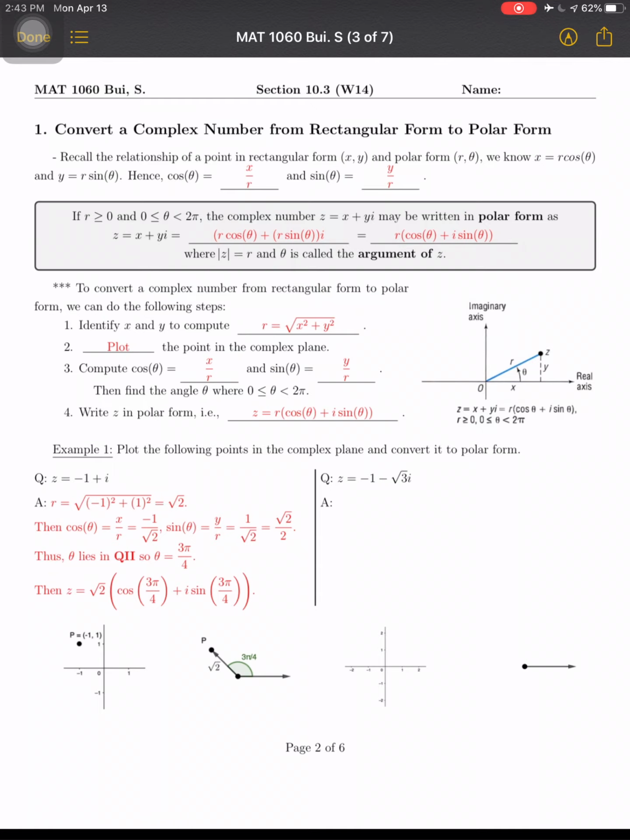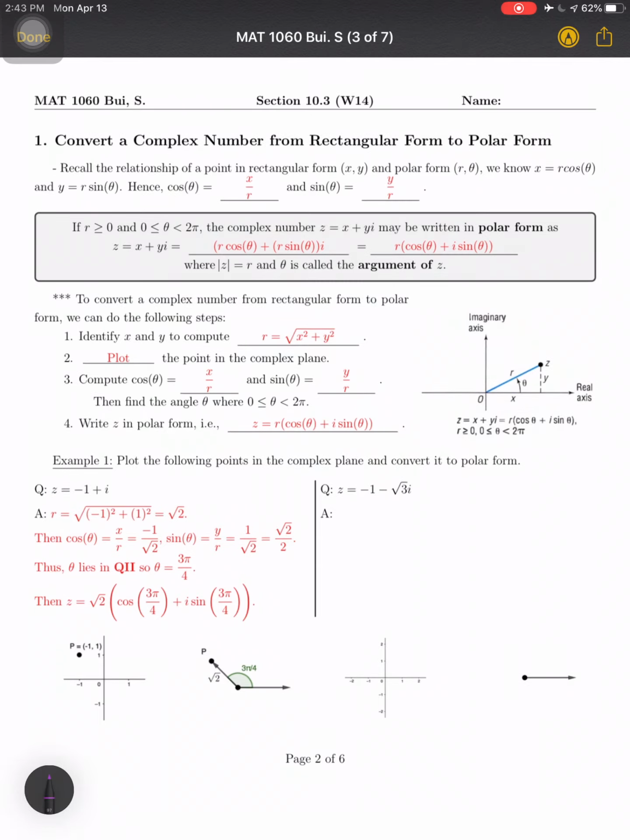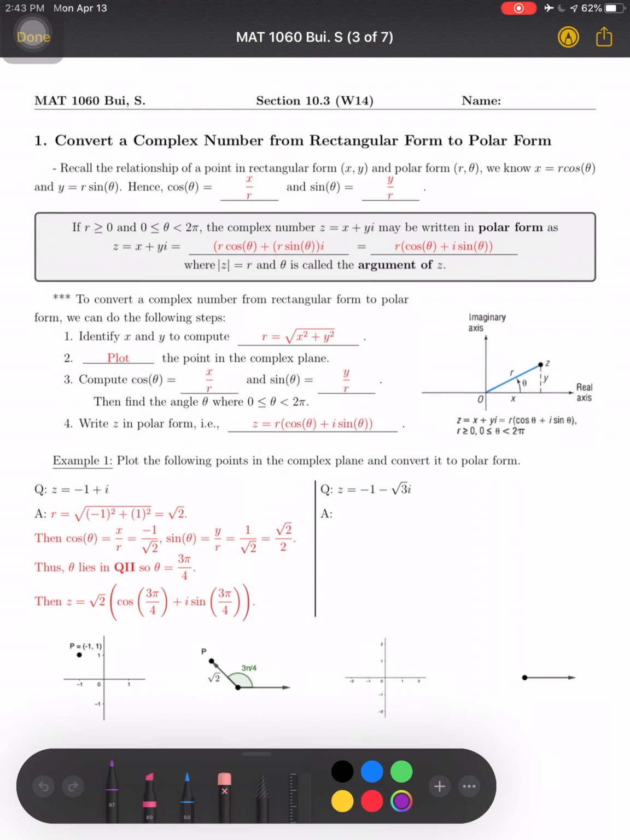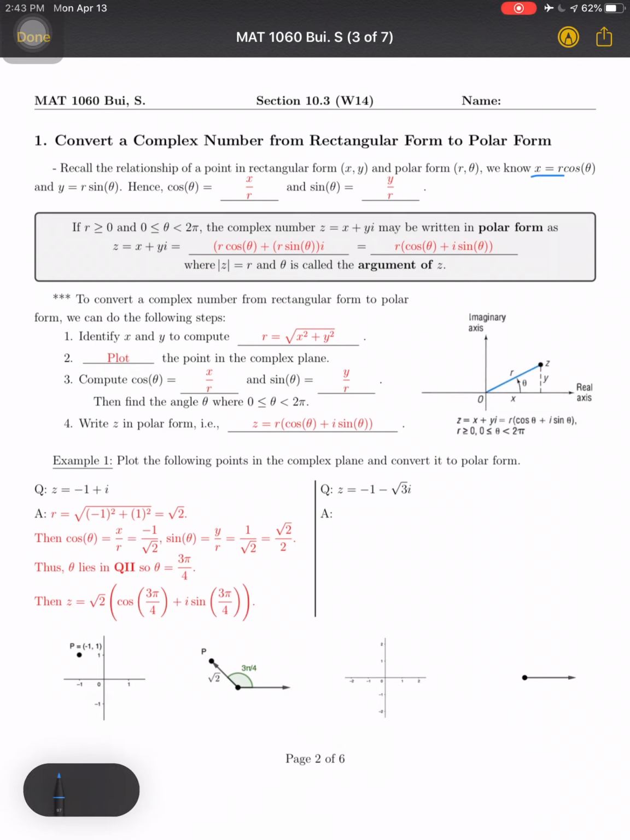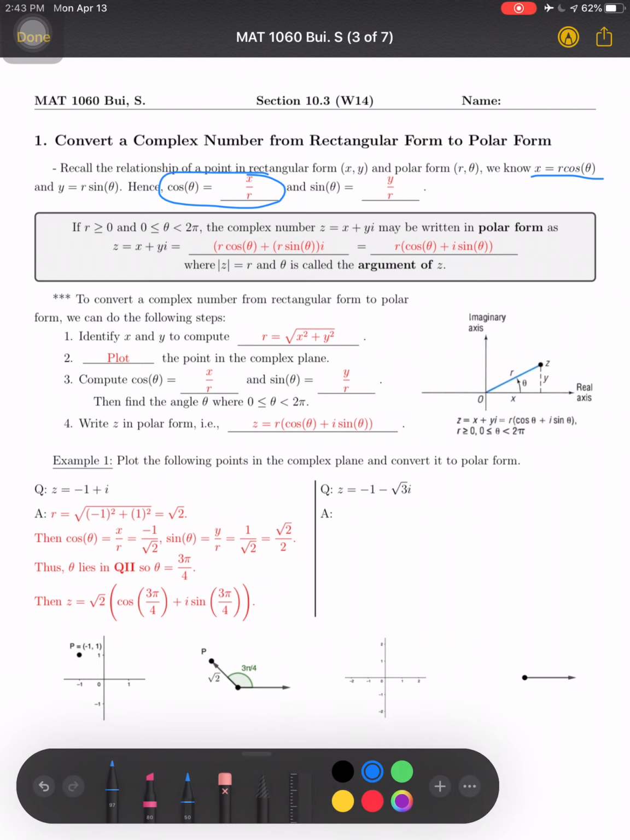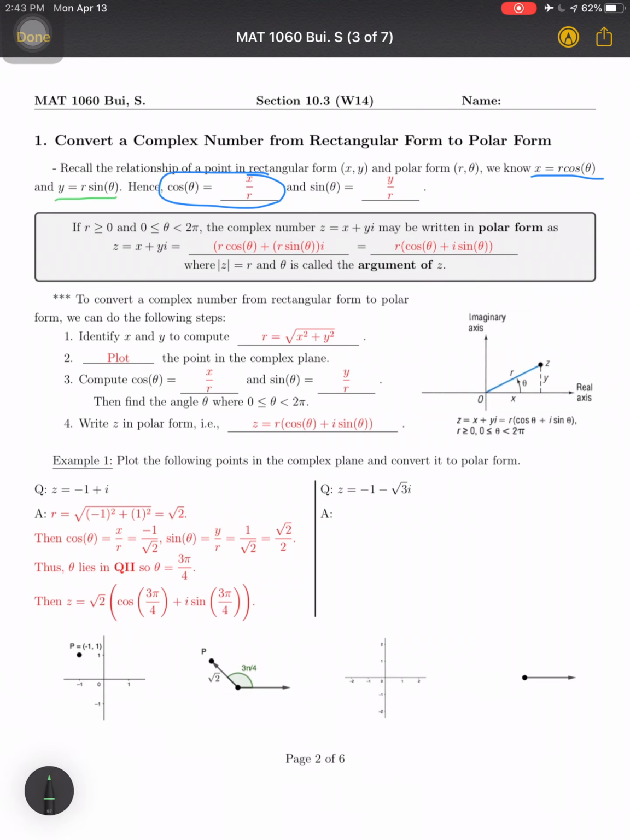Okay, so just a heads up in here, recall that x equals r cosine theta and y equals r sine theta. So if we solve for cosine of theta, cosine of theta equals x divided by r. And because y equals r times sine theta, if we solve for sine theta, we will have sine theta equals y divided by r.